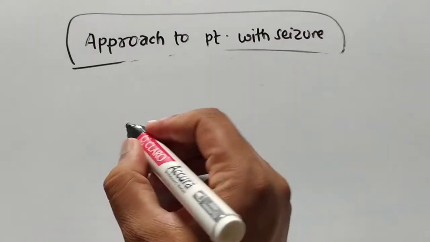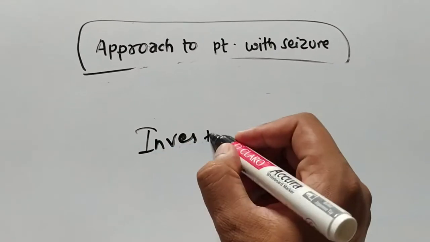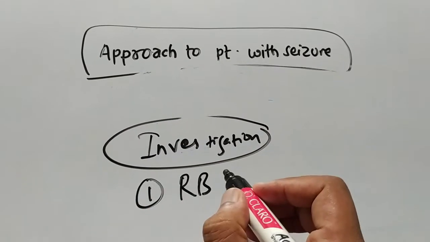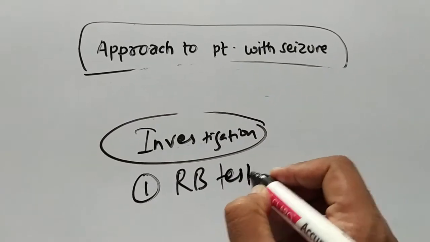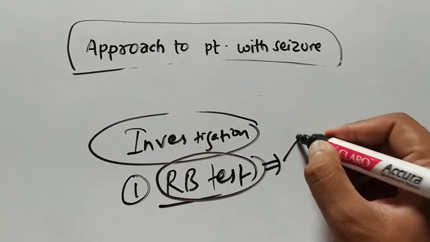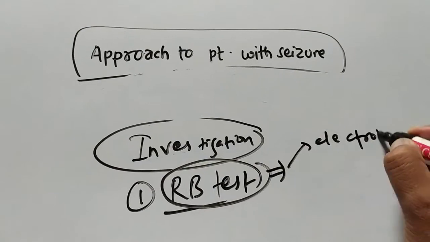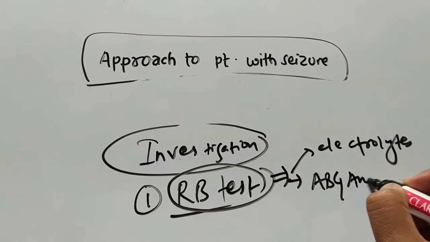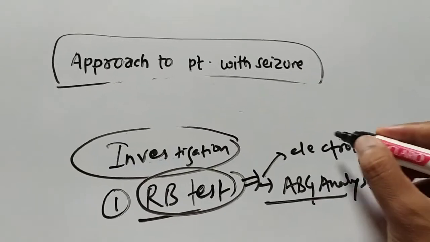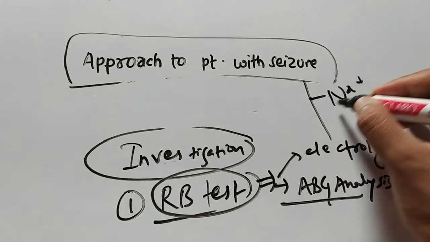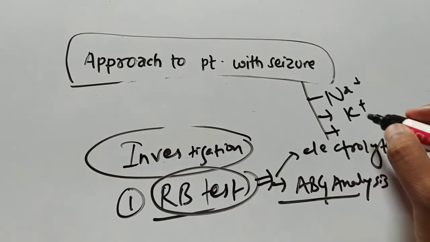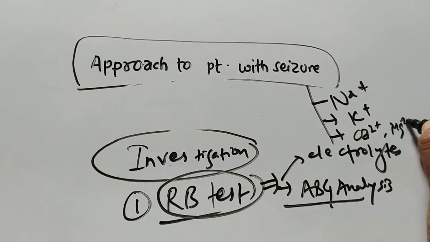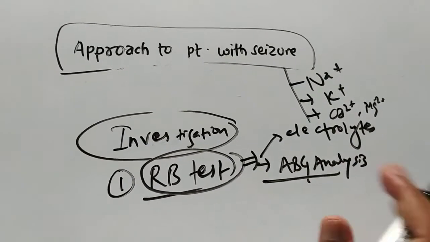Now what investigations will we do in a patient with a seizure? So the investigations that you should send: first of all, you should send a routine blood test. The routine blood test basically includes the electrolytes in the blood, and you should also go for arterial blood gas analysis. In the electrolytes, basically you will see sodium, potassium, calcium, and magnesium. So these are the main electrolytes that you should test in the blood.